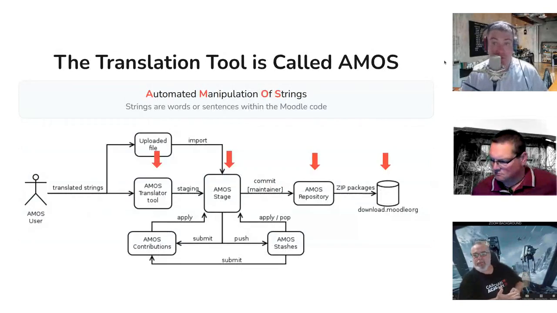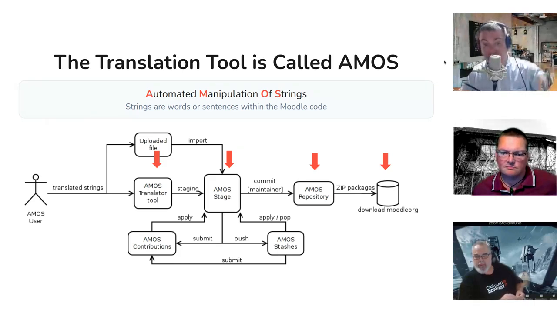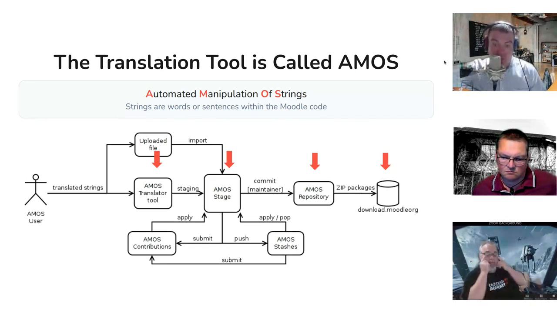This is what the tool looks like. It's called the AMOS, automated manipulation of strings. So the AMOS user on the left side of the screen will translate. He will submit. A maintainer will see that string. So it will go through one stage to the other. And once the maintainer approves it, it will move into the repository and then move into the Moodle package that will be downloaded into your computer and updated. So when you update Moodle or download a language package, you'll get what has been done.